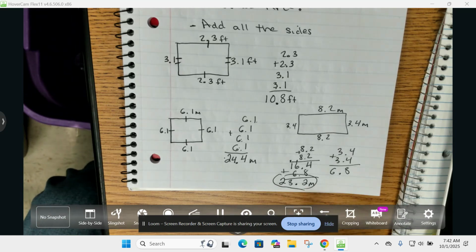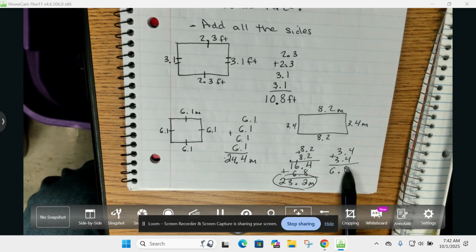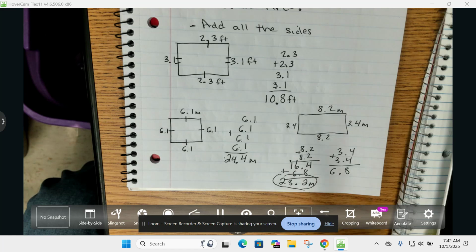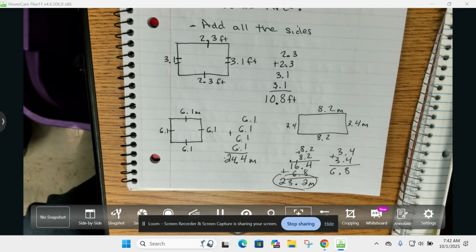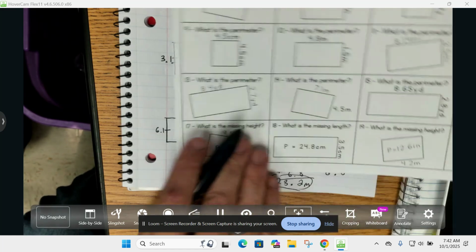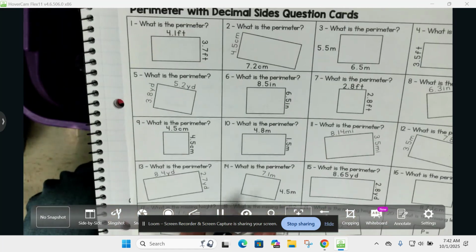So really how you do your work is up to you. If you want to put them 2 and 2, or if you want to do all 4, that's completely fine. Okay, so you're going to get problems that look like this, okay, when we play our game.